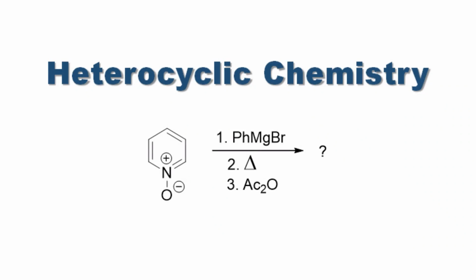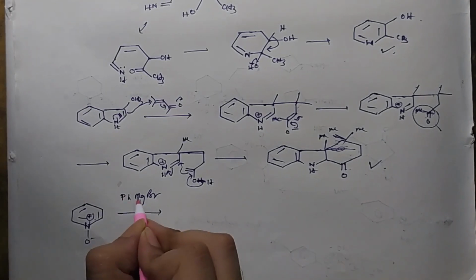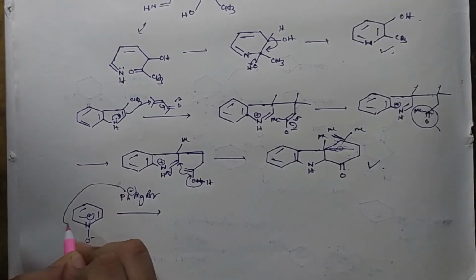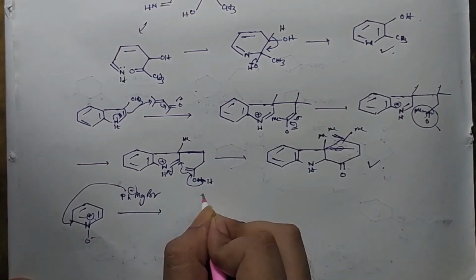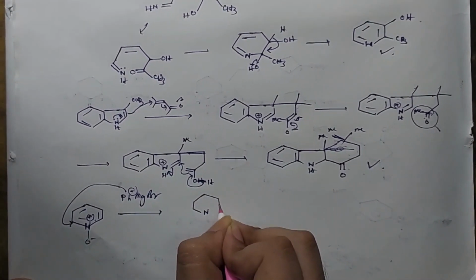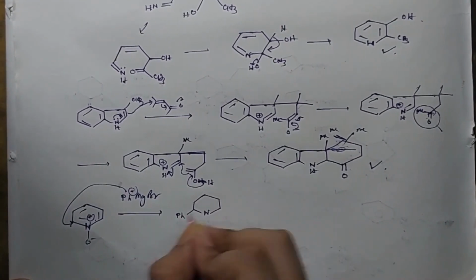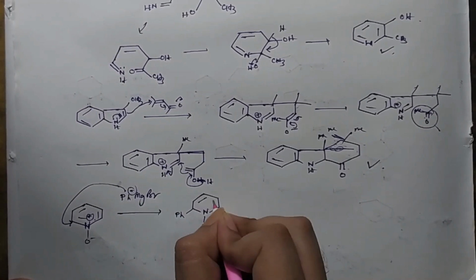So now this example has previously appeared in CSIR exam. So this is the N-oxide. So now what happens at the PhMgBr, the Ph acts as a nucleophile. So that attacks at the alpha and the 2 position of the N-oxide. So we get Ph. Now nitrogen gets back its electron. So we get this as a product.